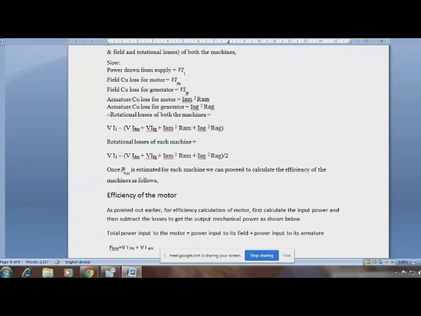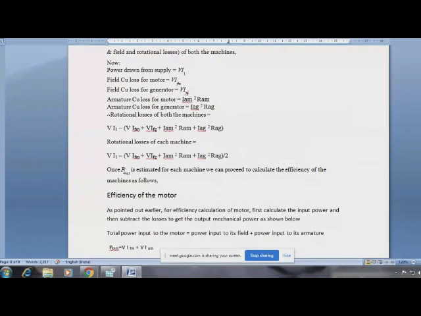The second point is, in Swinburne, the P rotational is found on a no load condition, which we assume to be the same even under a loaded condition, which is not absolutely correct. But in this case, the rotational loss is found in the loaded condition itself. Therefore, this is definitely an authentic value compared to the Swinburne test value. Are you getting this?